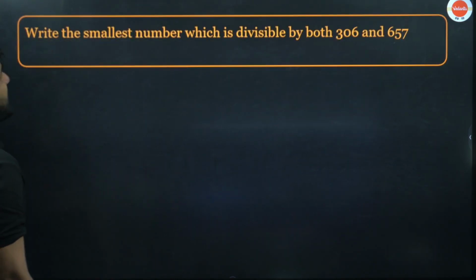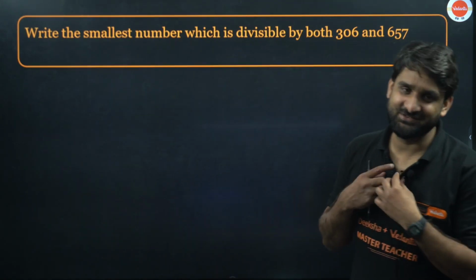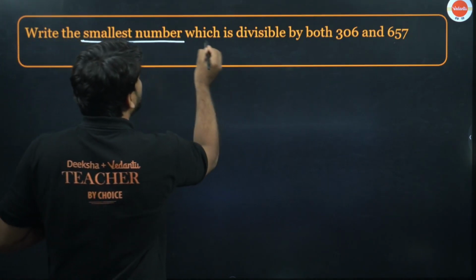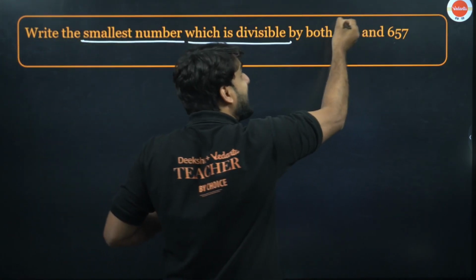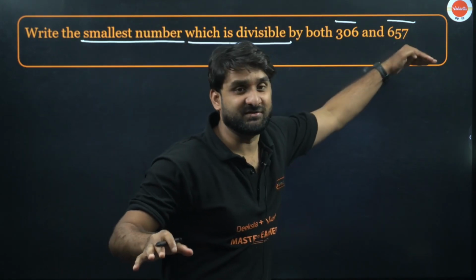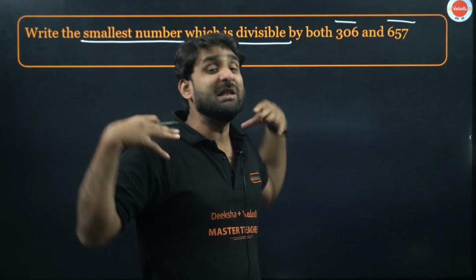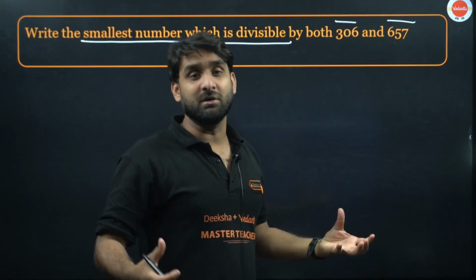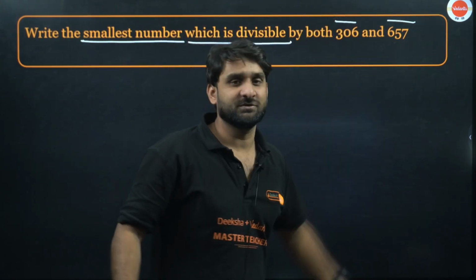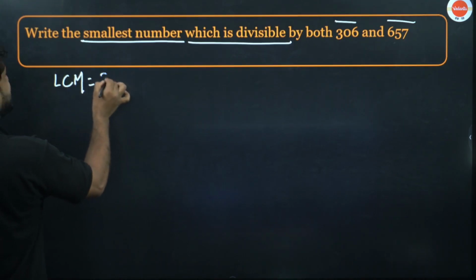Write the smallest number which is divisible by both 306 and 657. Write the smallest number which is divisible by this and this. We are not looking for a number which can divide this and this, otherwise it would have become HCF. Here we are willing to find the number which can be divided by this and this. So basically in this question we have to calculate the LCM.